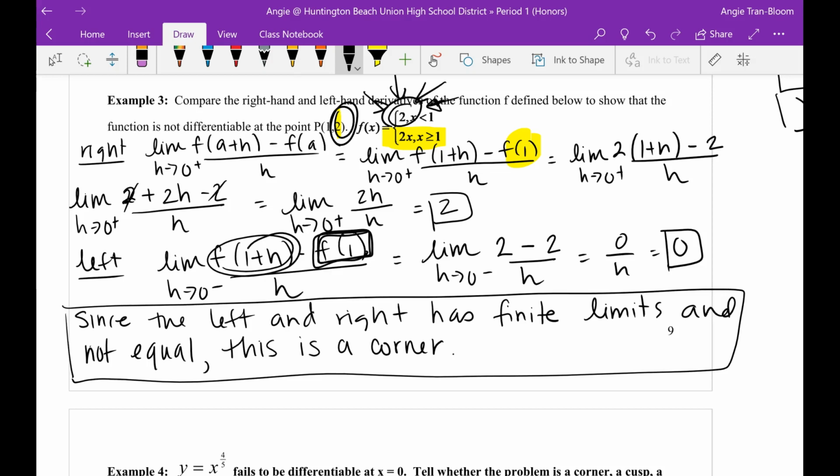And how do you know a corner? A corner is when you do have a limit when you do the right hand derivative, and you do have a limit when you do the left hand derivative, they're just not the same slope.